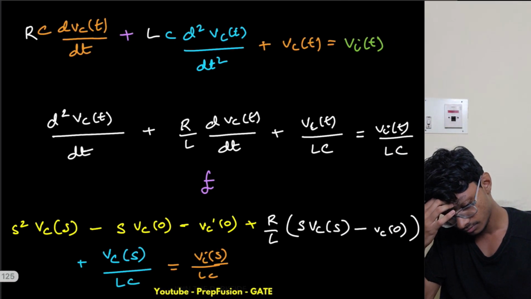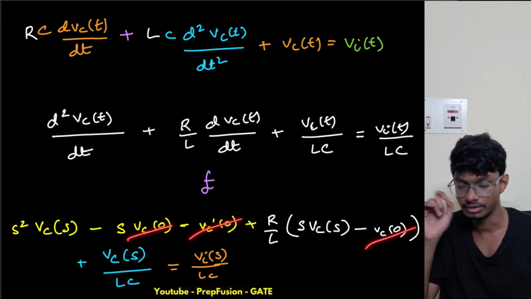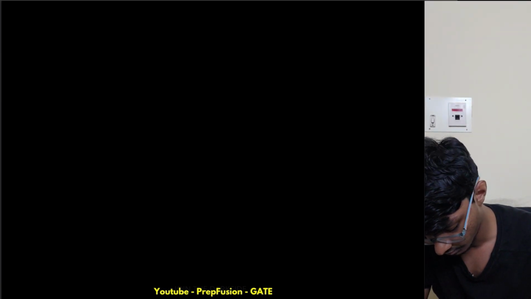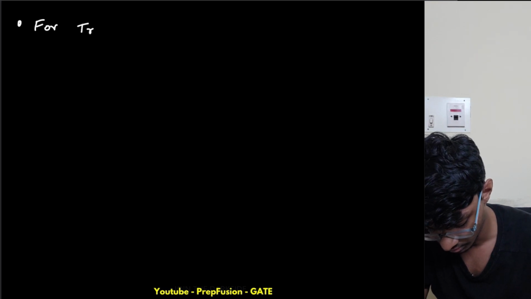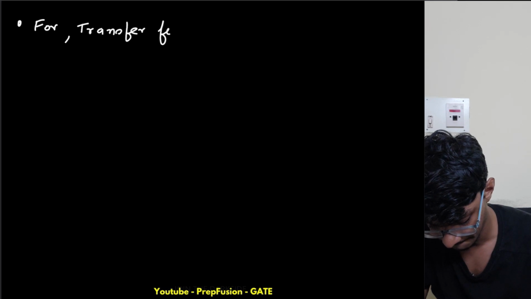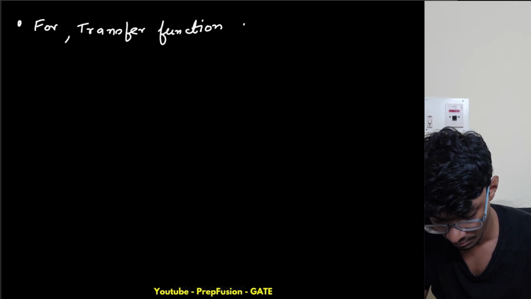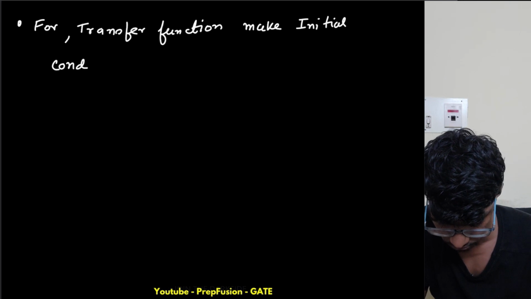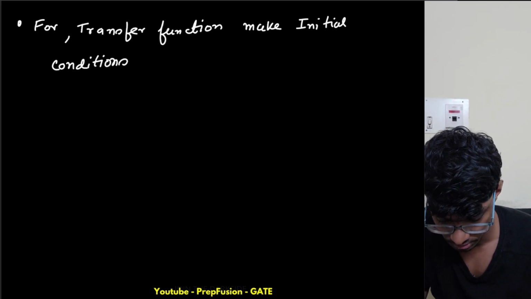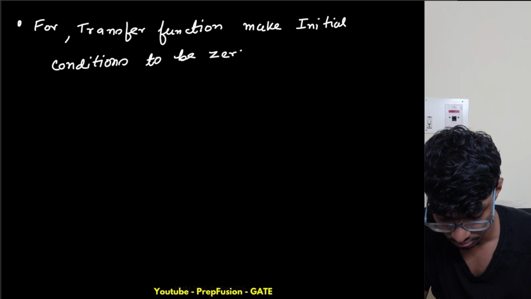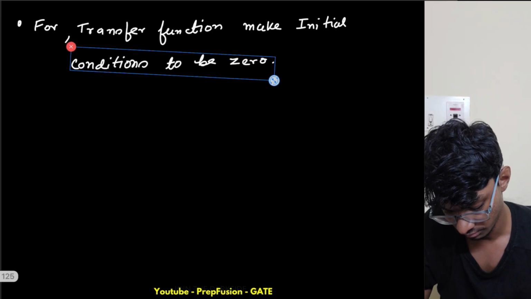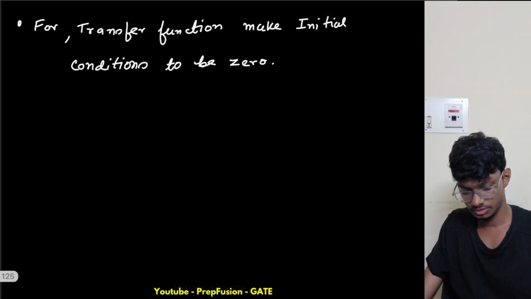So now what I will do is make all this 0, because I'm interested in finding the transfer function. So for the transfer function, make initial conditions to be 0. Okay, but to make initial conditions to be 0, right? So yeah, if I make those 0, what am I left with?